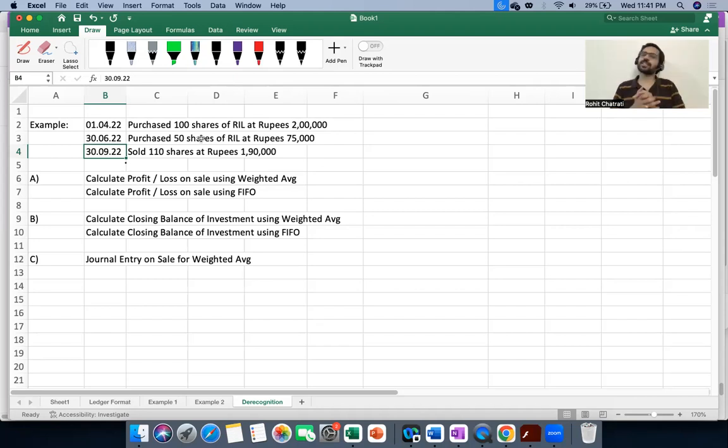Now there are three things that I would like to do with you guys. One, I would like to calculate the profit or loss on sale using weighted average. Second is profit or loss on sale using FIFO. I'm considering this to be one question.